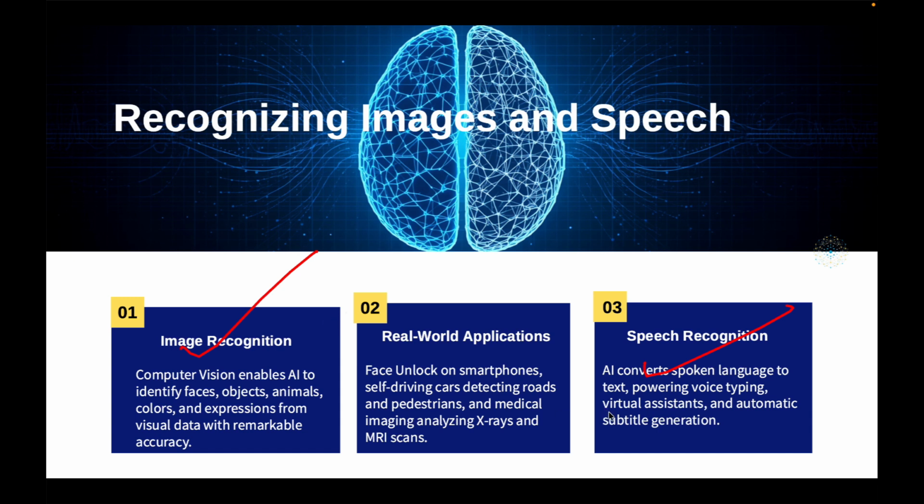So in simple words, we can say image recognition helps AI to see, and speech recognition helps AI to hear. AI can see through image recognition. AI can hear through speech recognition. So these all are human capabilities used in AI.